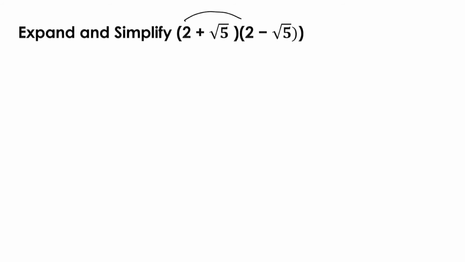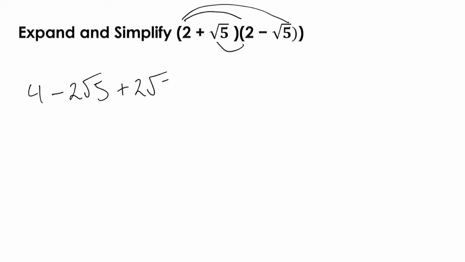So 2 times 2 is 4. 2 times minus root 5 is minus 2 root 5. Root 5 times 2 gives us positive 2 root 5. And root 5 times minus root 5 gives us minus 5. I'm just going to simplify it further.